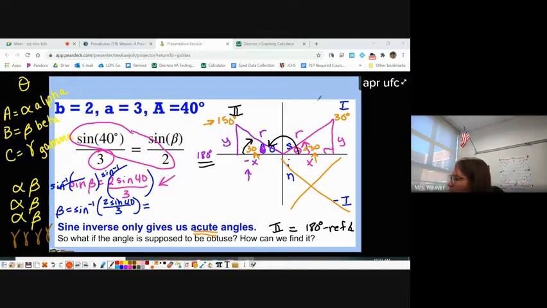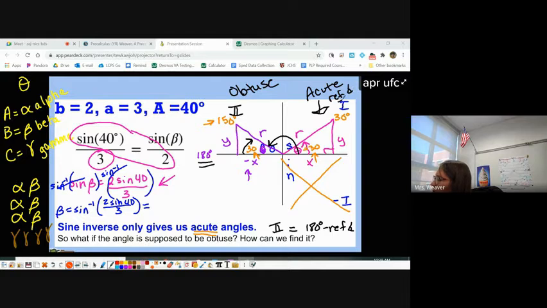Sine inverse is only going to give us the acute angle in quadrant 1. If we're supposed to have an obtuse option as well, and remember, 3 of the 4 scenarios did not have an obtuse option, but if we are supposed to have an obtuse angle as well, the way we're going to find it is we're going to do 180 minus that reference angle that we got in quadrant 1. Remember, when you're in quadrant 1, the angle itself is the reference angle.